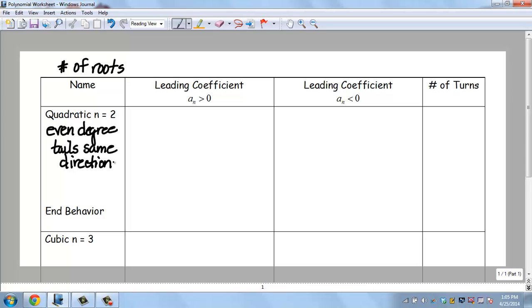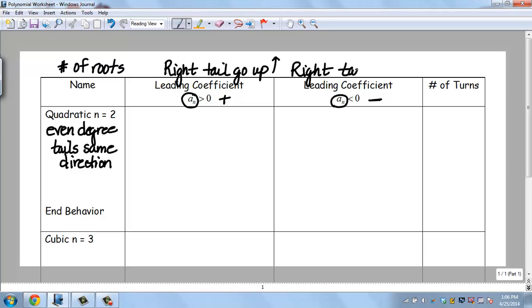The leading coefficient is the coefficient of the highest power. If the leading coefficient, that's what this stands for, is positive, then my right tail will go up. So we'll go in that direction. If my leading coefficient is negative, my right tail will go down in this direction. Okay?